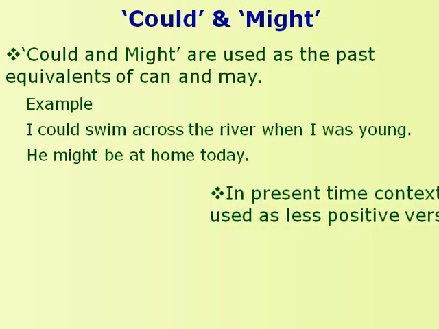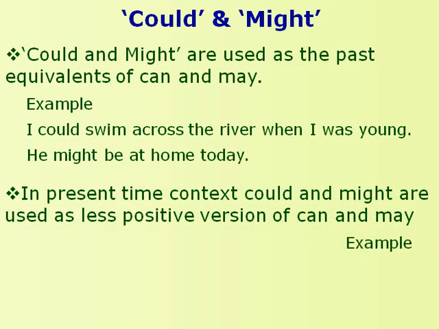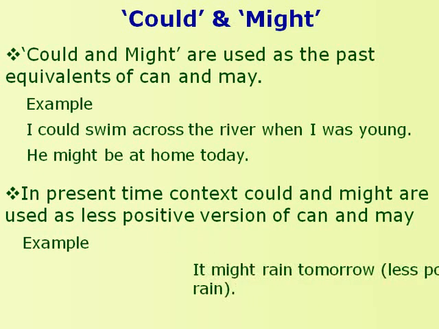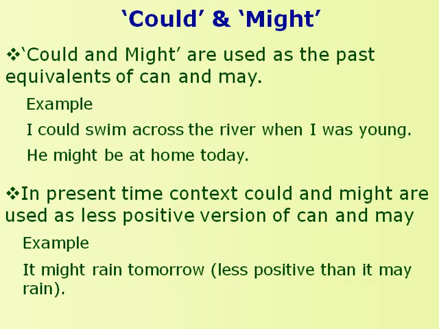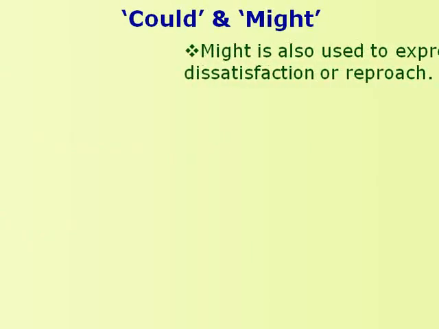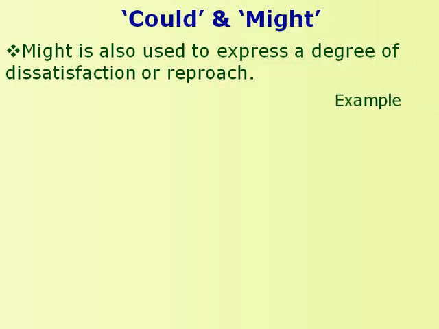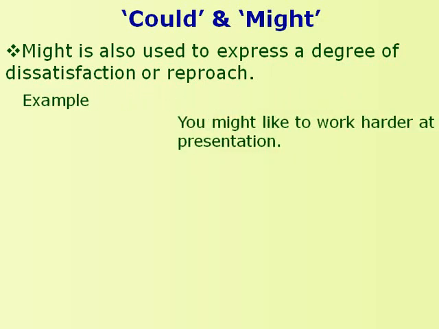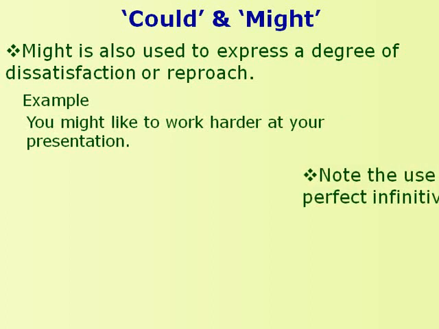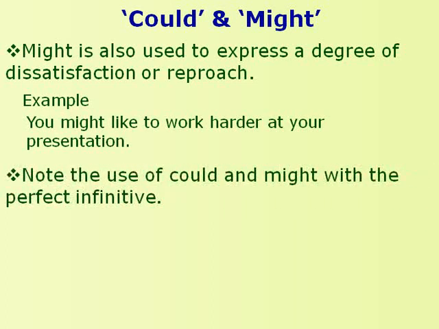In the present time context, could and might are used as less positive versions of can and may. For example, it might rain tomorrow. It's less positive than it may rain. Might is also used to express a degree of dissatisfaction or reproach. For example, you might like to work harder at your presentation.